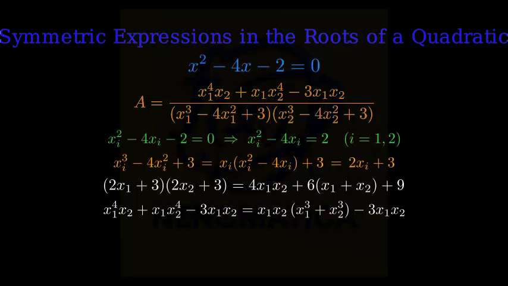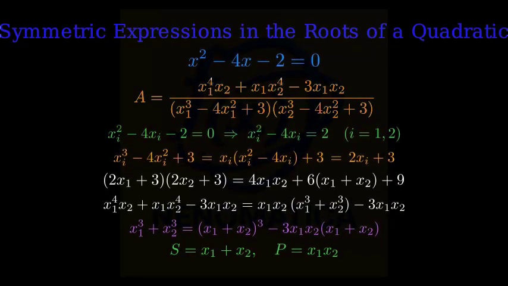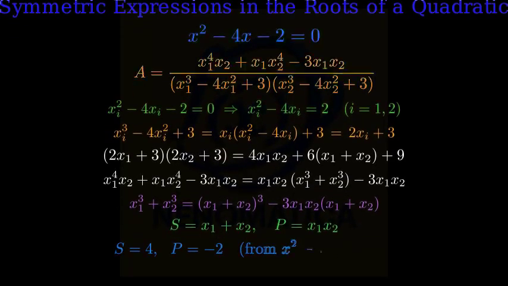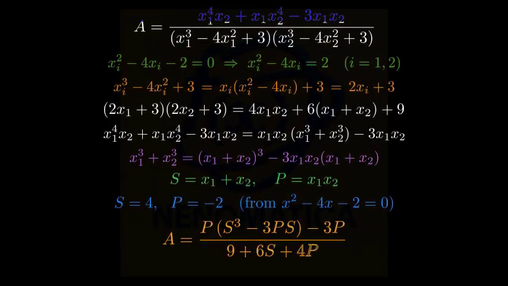Introduce the symmetric sums. Let capital S equal x1 plus x2 and capital P equal x1 times x2. From the quadratic coefficients we have s equals 4 and p equals negative 2. Substitute into the numerator and denominator. The numerator becomes p times (s cubed minus 3ps minus 3p). The denominator becomes 9 plus 6s plus 4p. Plug in s equals 4 and p equals negative 2. Evaluate each piece carefully to avoid sign mistakes.